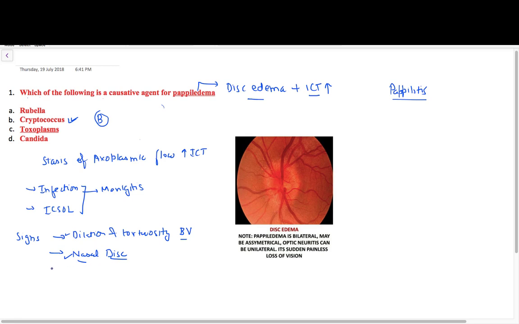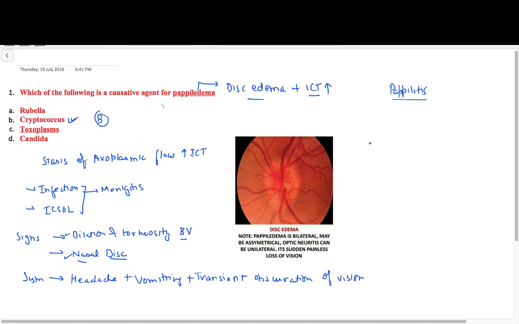So nasal margin blurring and dilation and tortuosity of blood vessels are important findings in early papilledema. Now remember, what are the symptoms of papilledema? Visual obscuration is not an early sign, so the patient presents with headache and vomiting. Sometimes he also complains of transient obscuration of vision. The patient says, I am seeing okay at one point of time, then I am not able to see clearly after 15 minutes, and then it resolves by itself. This is an important criterion that you should know for papilledema.